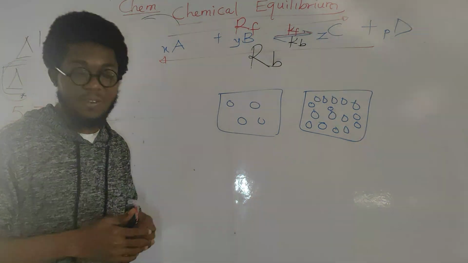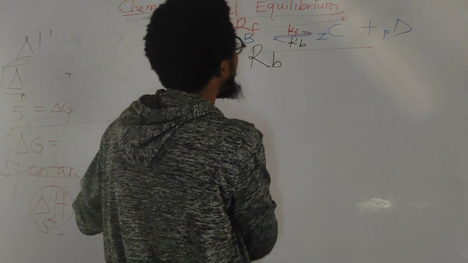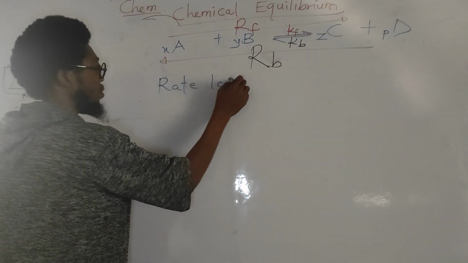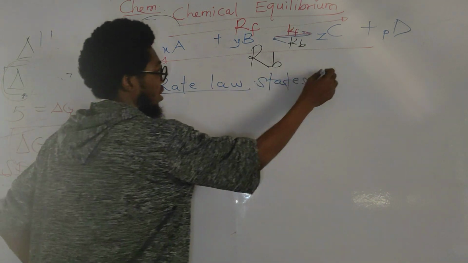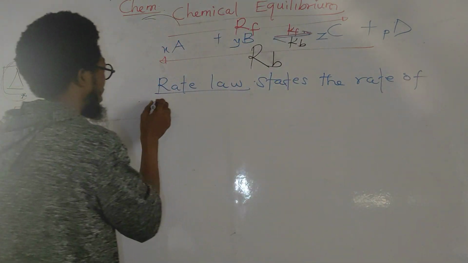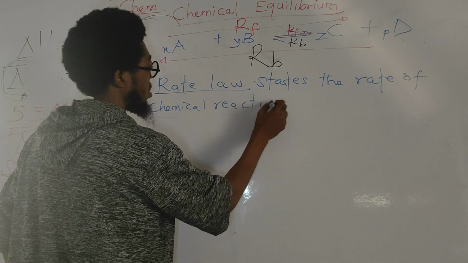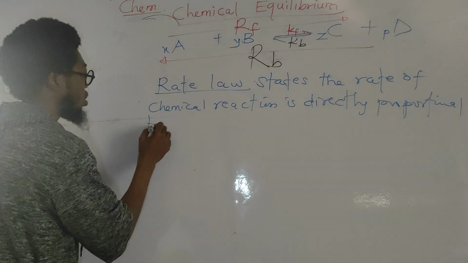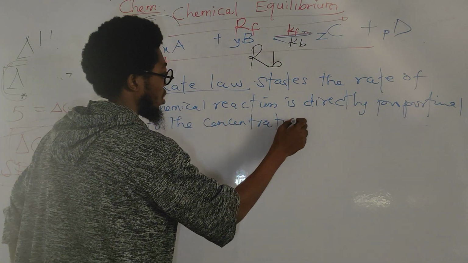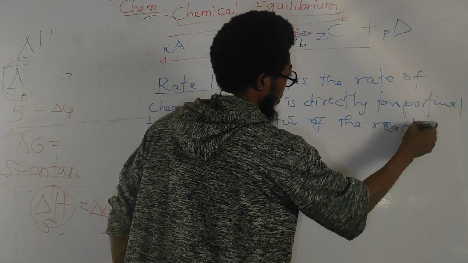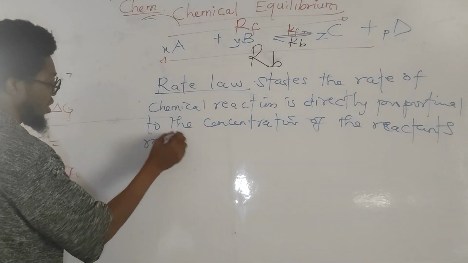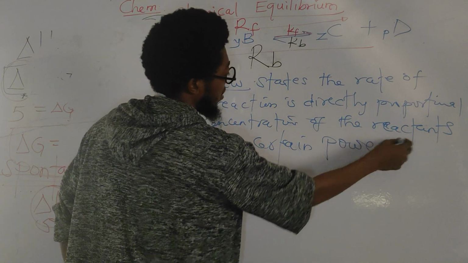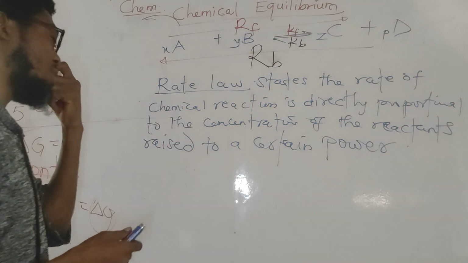So that means the concentration of the reactant is a factor for the rate of chemical reaction. So therefore, we believe that this should even be called the rate law. According to the rate law, the rate of chemical reaction is directly proportional to the concentration of the reactant molecules raised to a certain power. And this power is what we call the order of the reaction.